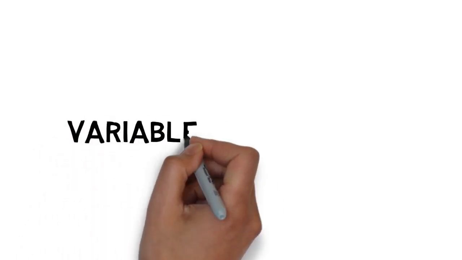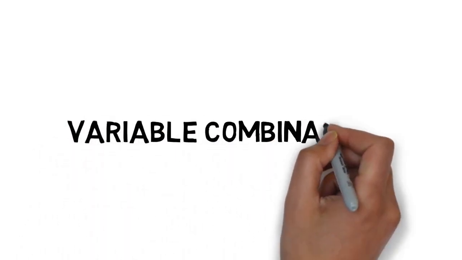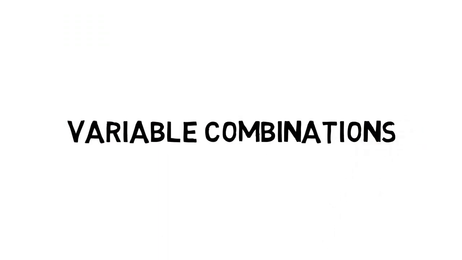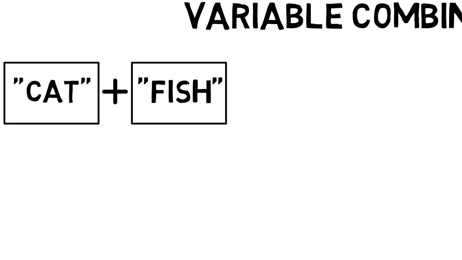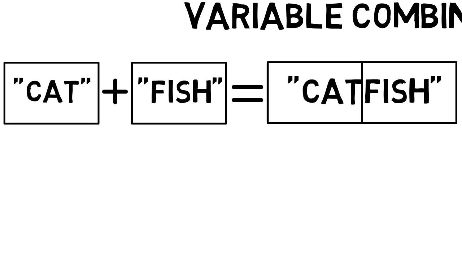There are different ways that different types of variables can be combined. With strings, by adding them together, we end up with something called concatenating strings. This means that we take the one string and simply add it to the beginning of another string. So cat plus fish would give us a new string, catfish.